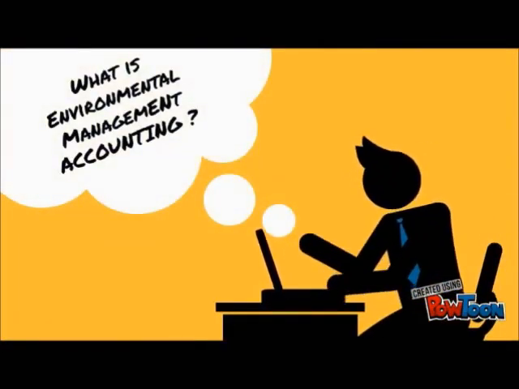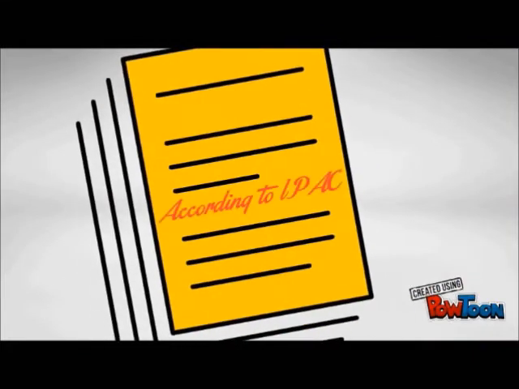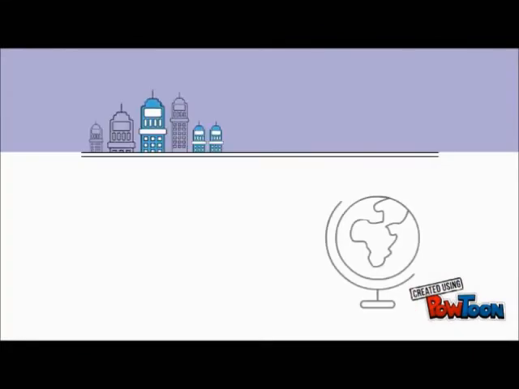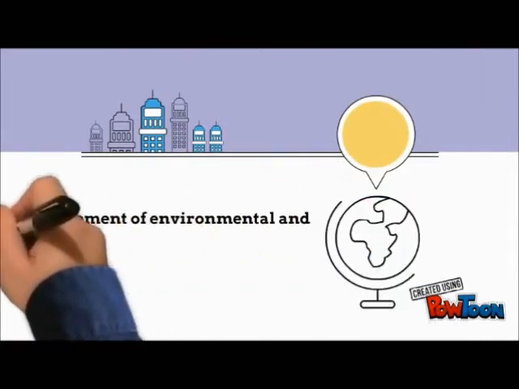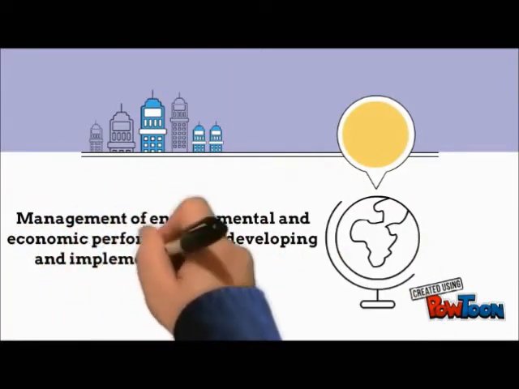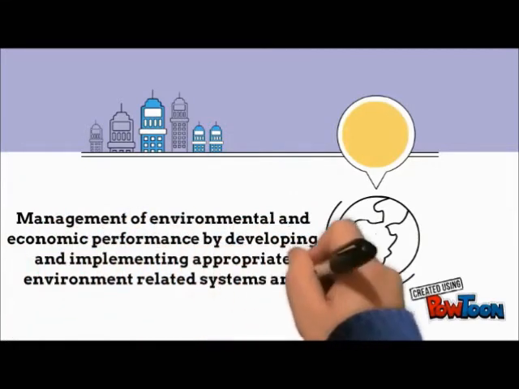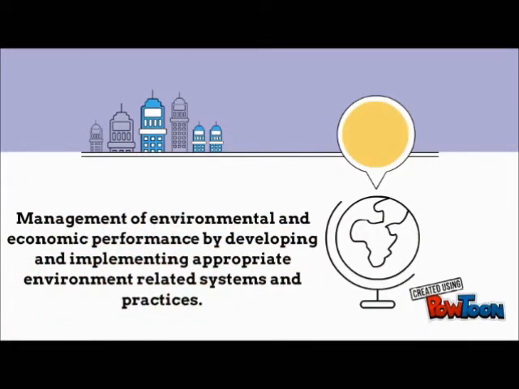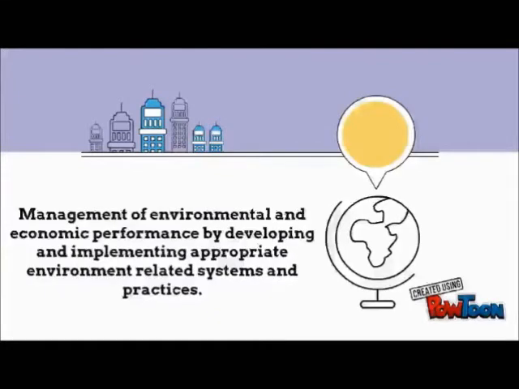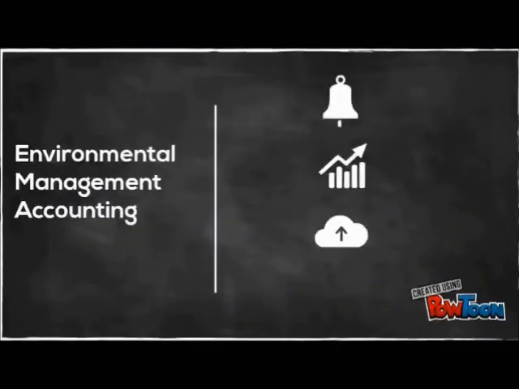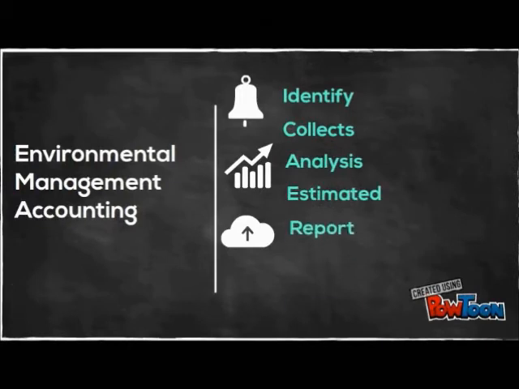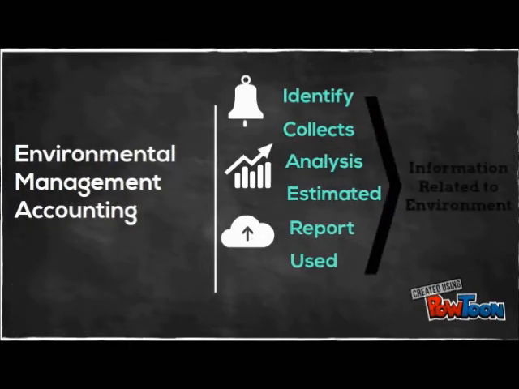So, what is environmental management accounting? As per the International Federation of Accountants 1998, environmental management accounting is defined as the management of environmental and economic performance by developing and implementing appropriate environment-related systems and practices. This might include reporting and auditing in some companies. Environmental management accounting basically involves life cycle costing, benefit assessment, full cost accounting, and strategic planning for environmental management. In simple words, environmental management accounting is a system that identifies, collects, analyzes, estimates, reports, and uses information related to environmental costs that are used to make decisions within a firm.